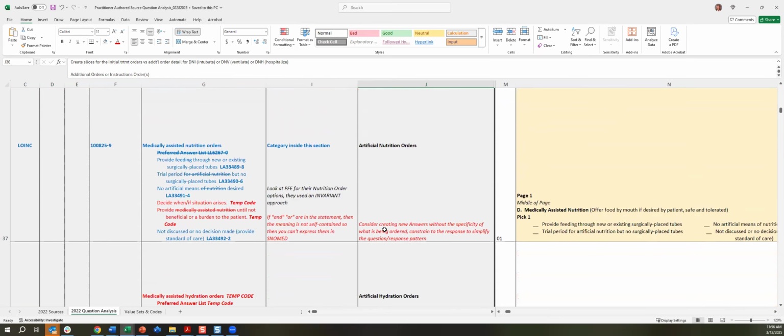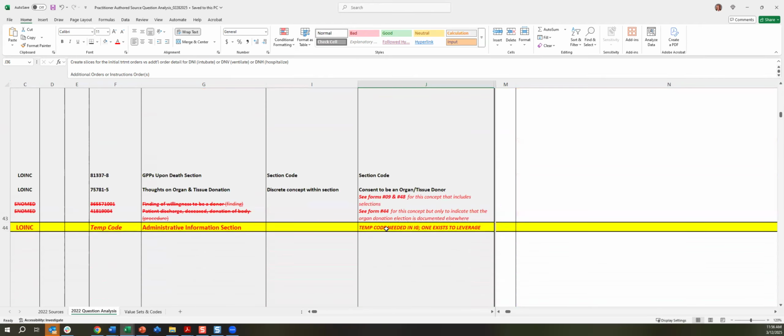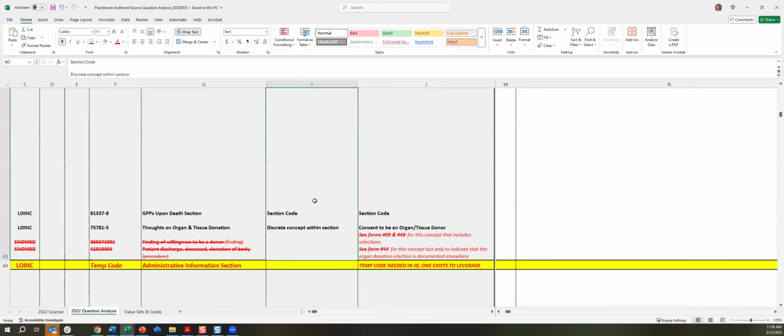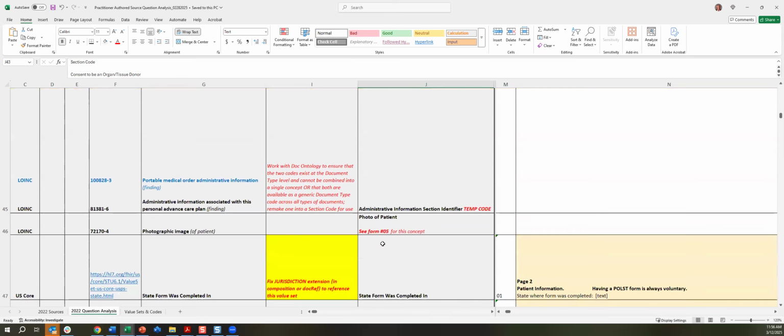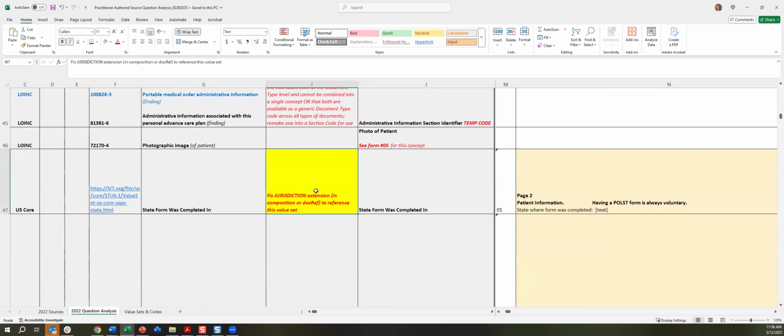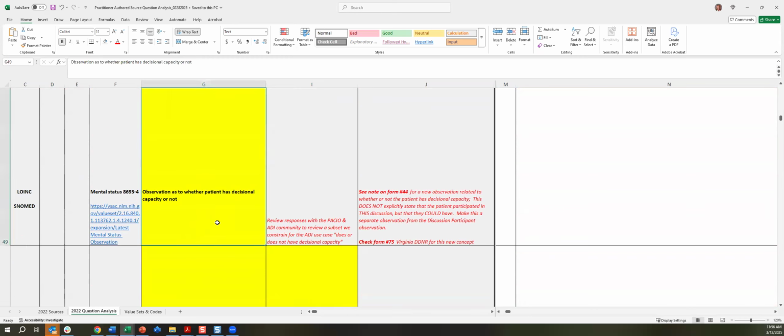So you can see some improvements in what we've done here. I know we're getting close to the top of the hour. There's a few forms that deal with consent to be an organ donor, or the fact that the organ donation election is documented elsewhere. We've got some temp codes. We have some changes to put into the IG. I really just wanted to show you. When we next meet, I'm going to give you guys some concrete data on this.